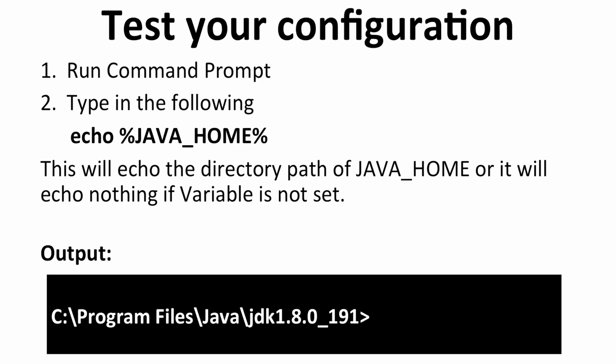So things are now clear that if this variable is not set, it will echo nothing, it will print nothing. But if we have provided the path, then the echo command will give the directory path of JAVA_HOME. So what will we get in output? The C drive, Program Files directory, then Java JDK 1.8.0_191. This is what we will get as output. So what is it all about?